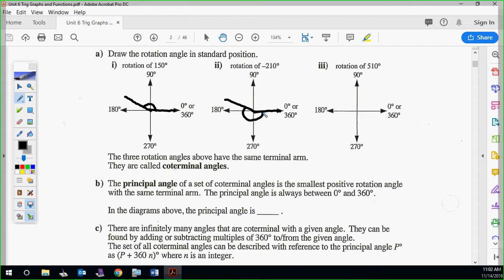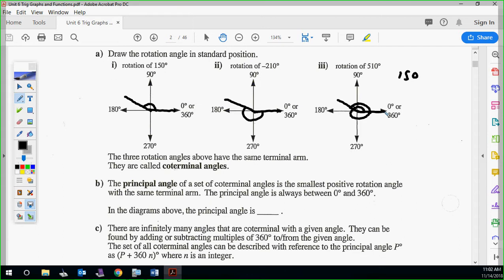If I subtract 360 from that, it's going to be 150. So you can go all the way around if you want. You're going to go, again, 360 plus 150. So I'm going to be in that same spot we're at. The point is, these are called coterminal because all of the arms land in the same place. All three of these angles are called coterminal because they have the same arm.